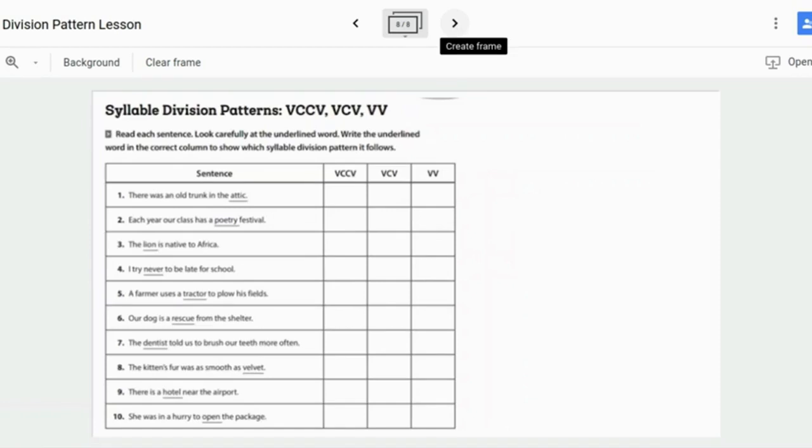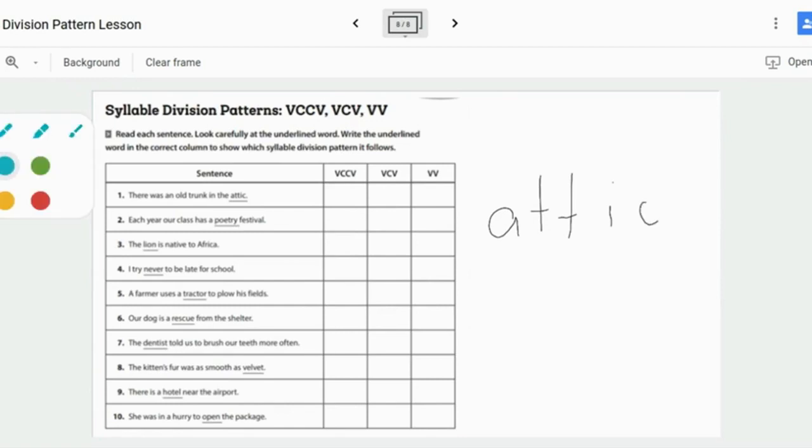So for number 1, we have, there was an old trunk in the attic. So we have the word attic. I'm just going to write it over here because it's very small on mine. And so I notice right away that I have my vowel and my vowel, my two consonants in between. So this is a VCCV pattern. So then I would want to write the word attic in the box here, which is going to be very difficult for me to do on a screen that's little, but I'll try my best. Okay, so attic would go under the VCCV.